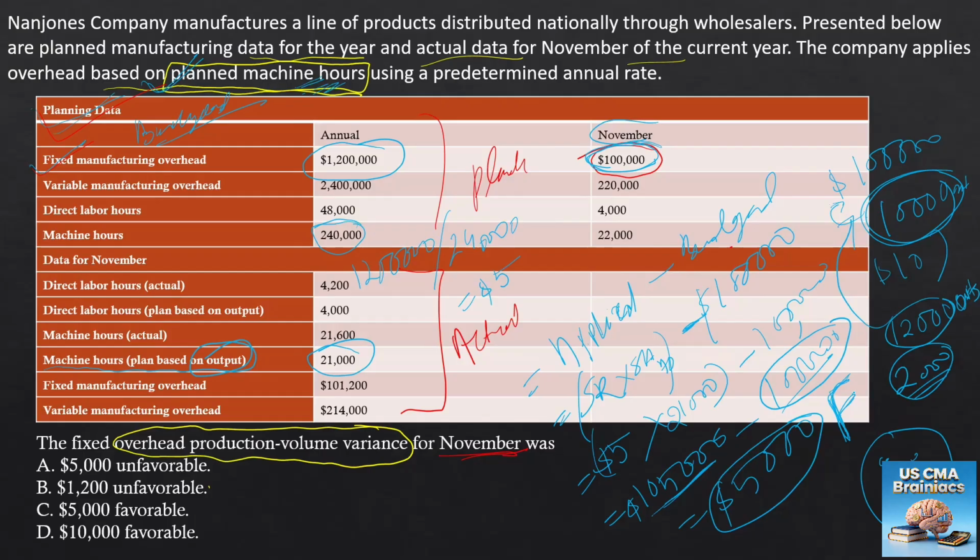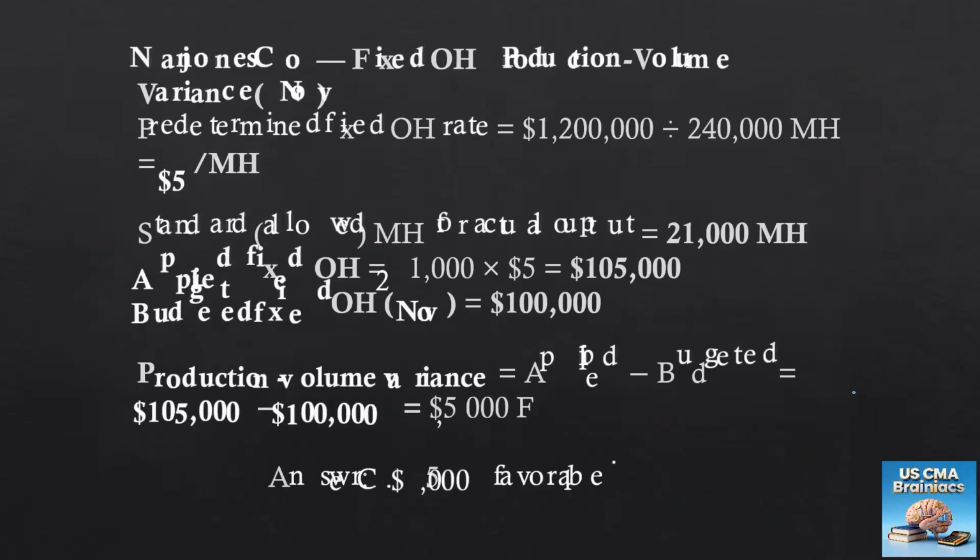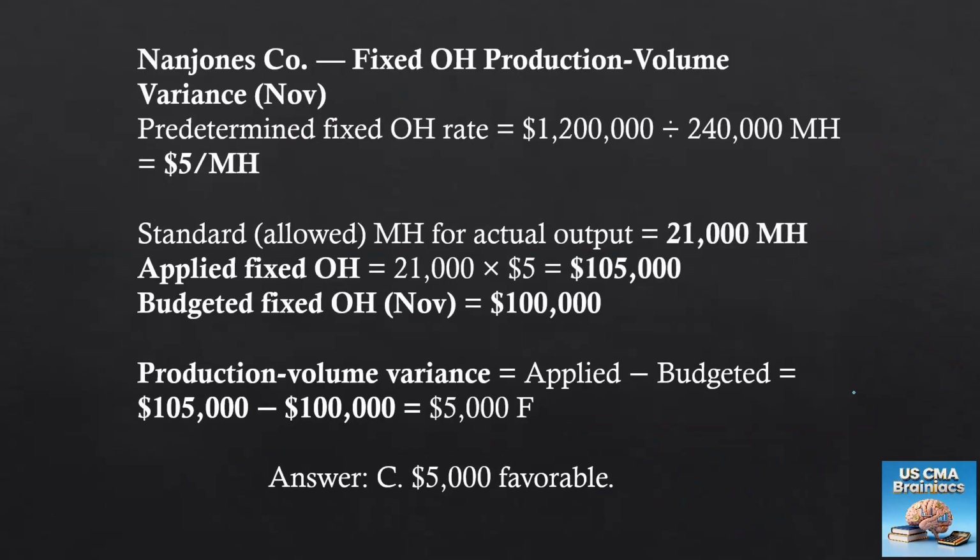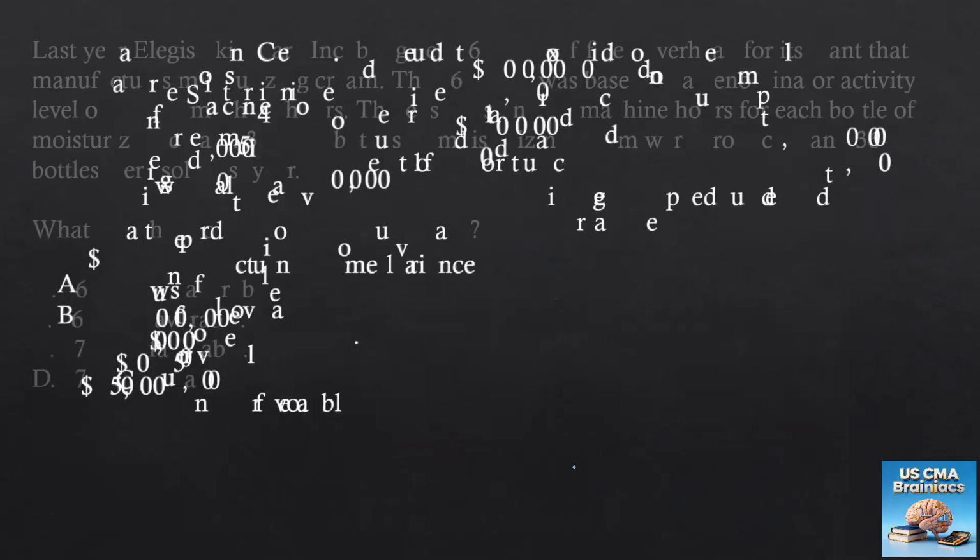Okay. Next question. Before that, we'll see the answer. That is 1.4 million, and we got $5. And here the applied fixed overhead is 105,000: the standard allowed machine hours for actual output, that is 21,000. Then we got the 5,000 variance. Clear?